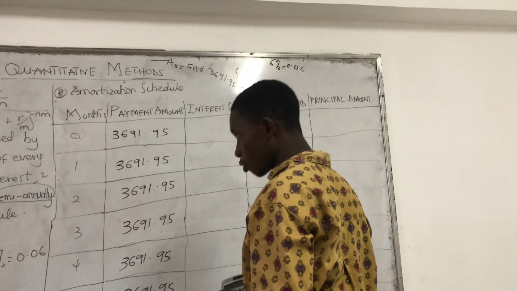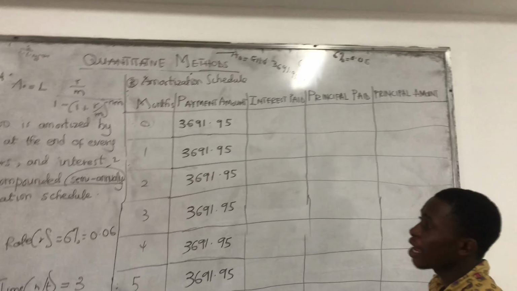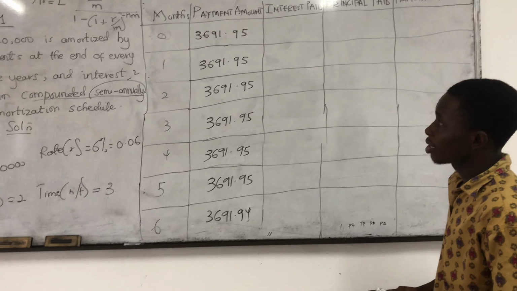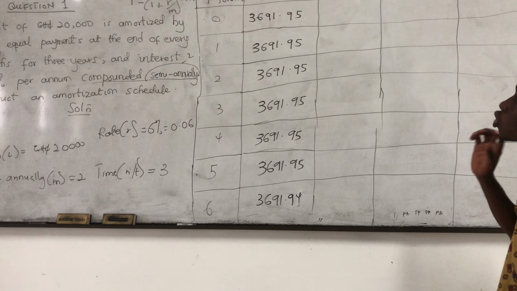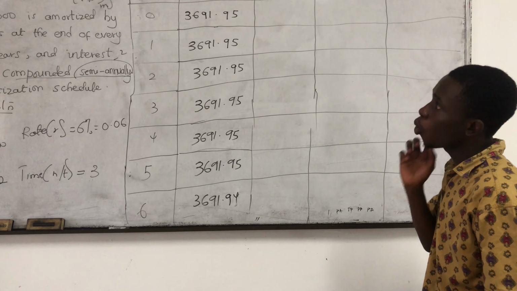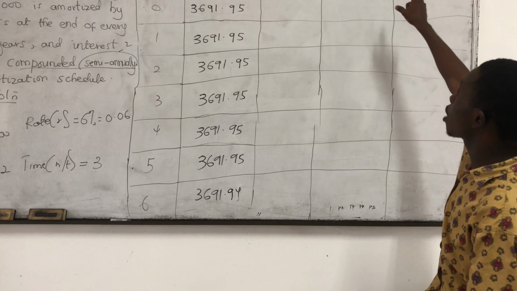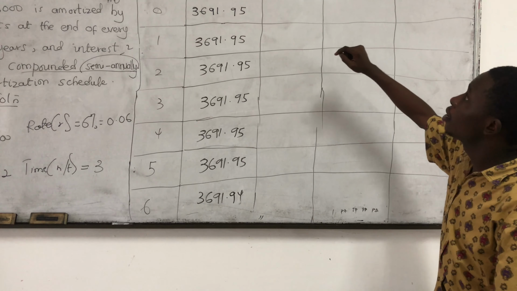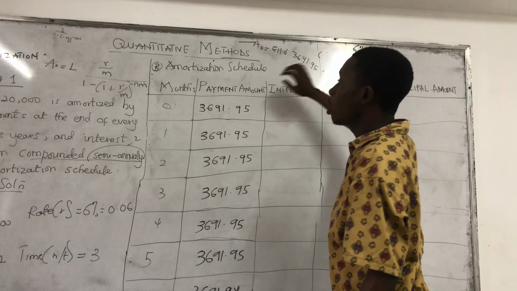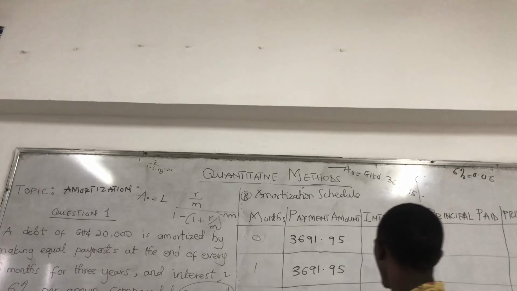Now, what we need to do is check the question. If there is no compounding period in the question, we are just going to multiply the 0.06 by the loan amount given in the question, which is 20,000.